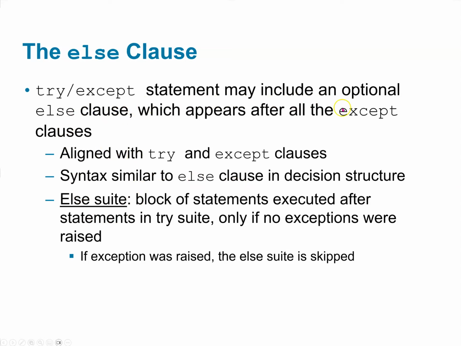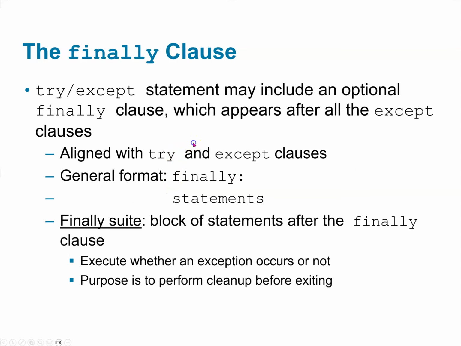Try statements may include an optional else clause, which appears after all the except clauses, and it's aligned with the try and except clauses. It's similar in syntax to else. The else suite is a block of statements executed after statements in the try suite, only if no exceptions were raised. So basically, if everything went fine, use else. If an exception was raised, the else suite is skipped. This is similar to the finally clause in other languages, except that it only executes when your code succeeds.